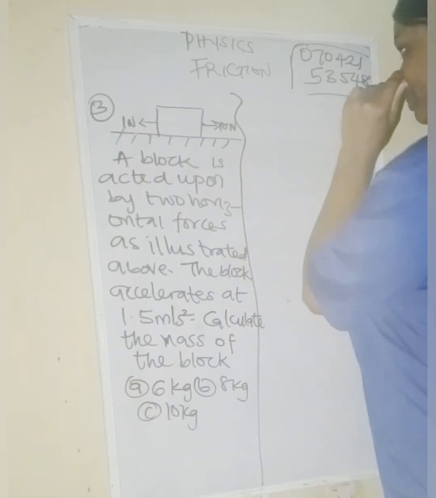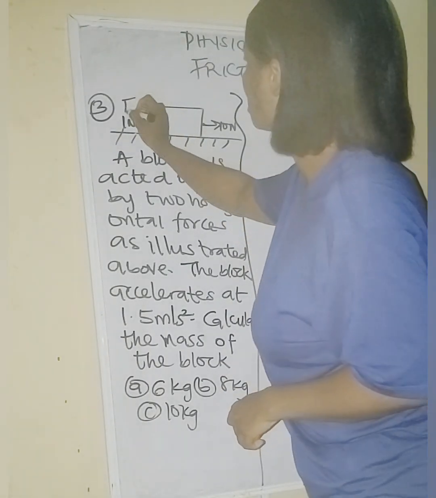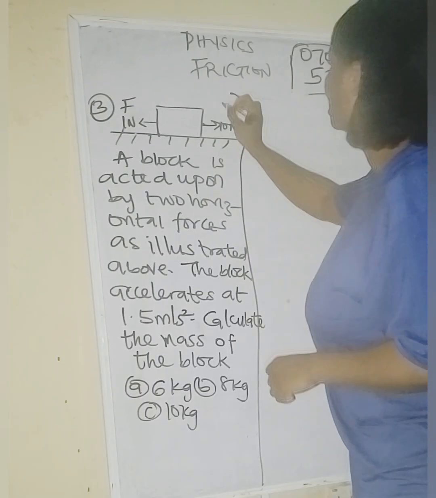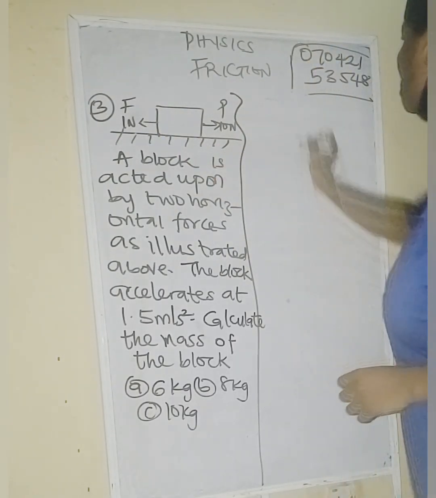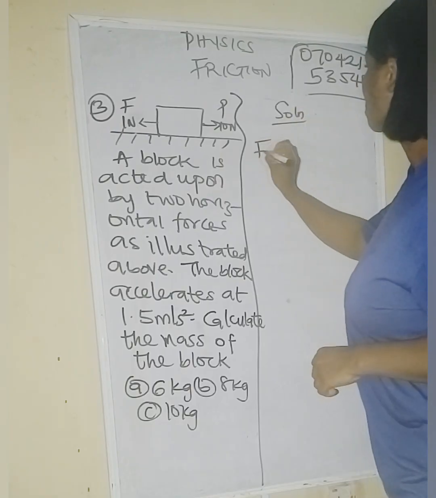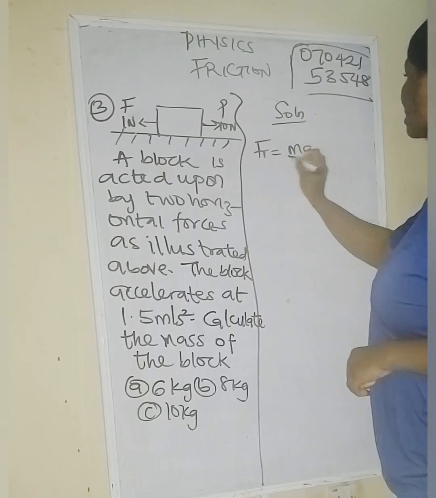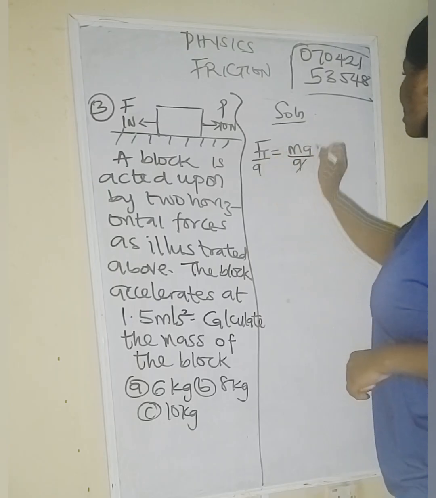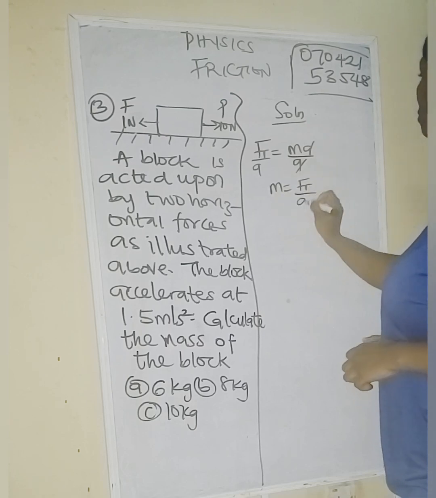So, alright, let's quickly solve it. As we all know, this is our force, this is the applied force, this is the frictional force, and this is the applied force. So now let's get that. For us to get our mass, we'll be using this formula, resultant force equals ma. So to get our mass, we divide both sides by a, which is the acceleration. So our mass equals the resultant force over the acceleration.